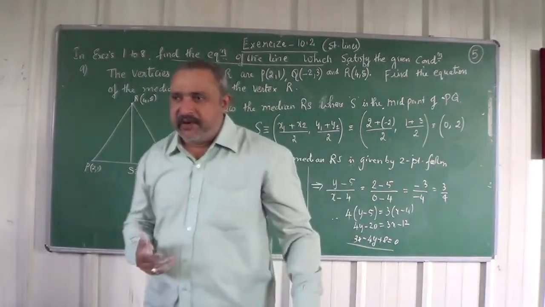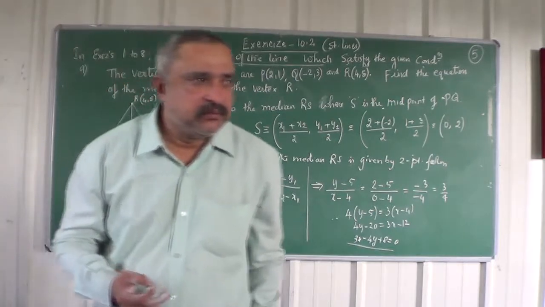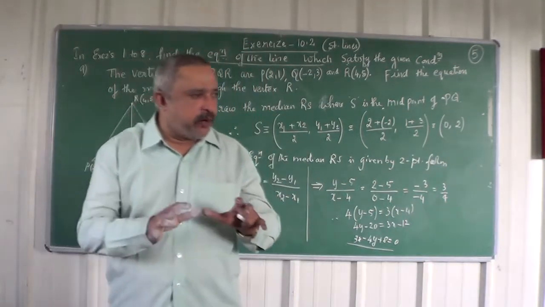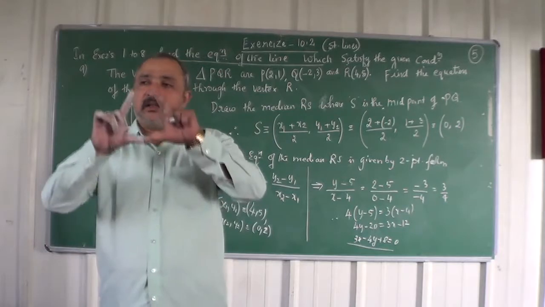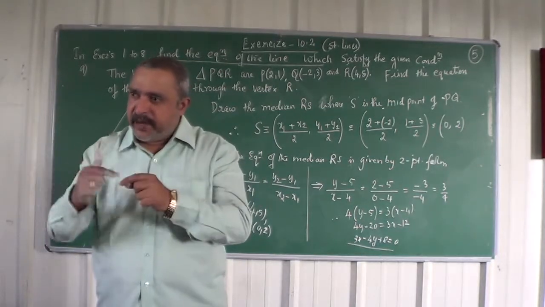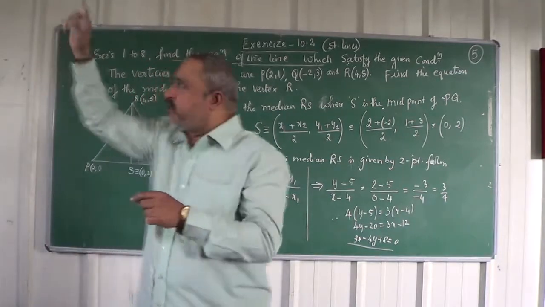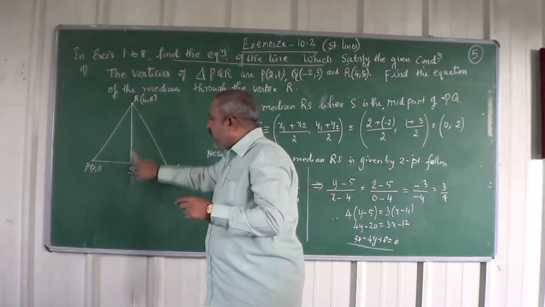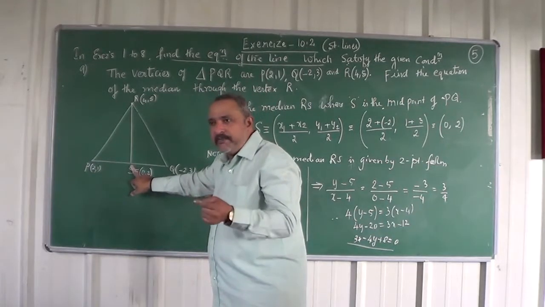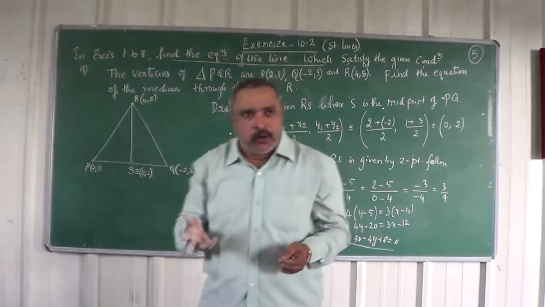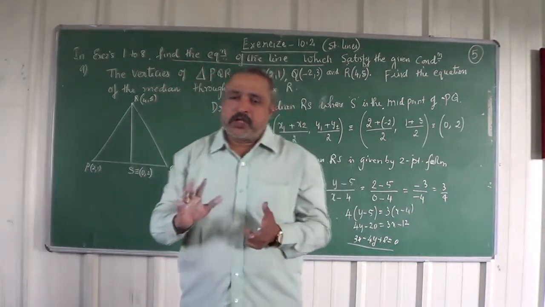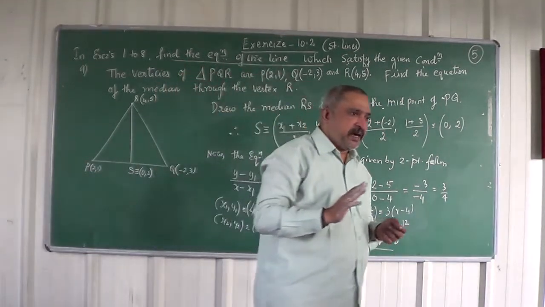How did we find the equation of the median of a triangle? First we used the midpoint formula to find the two ends of the median. One end of the median is already given in the problem. The other end of the median is found by using the midpoint formula. After that, what do you do? You will use the 2-point formula to find the equation of the median.